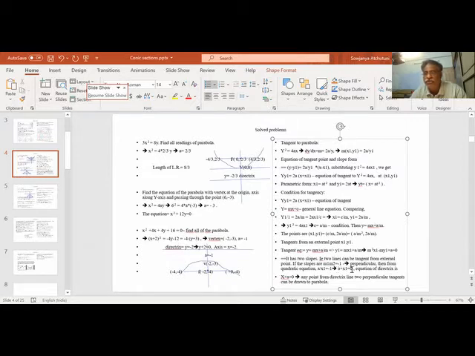So a plus x1 is 0. This is the condition for the two tangent lines to be perpendicular. But this a plus x is 0 is my directrix. It is a directrix line. For y square is 4ax, x plus a is my directrix.